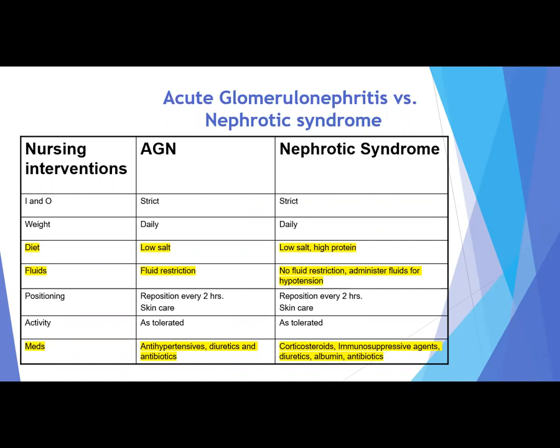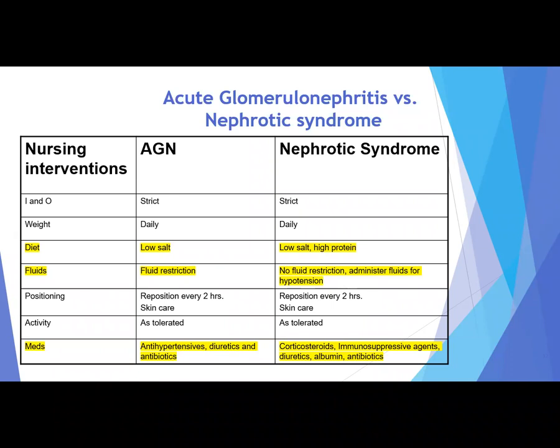Okay, so AGN and nephrotic syndrome, we wanted to do low salt on both, but in nephrotic syndrome, we also want a high protein diet because we're spilling out all of that protein, first in our urine, but also in our blood as well. So we need to replace that. With AGN, we have that fluid restriction because we're trying to let the body balance out its own water. Nephrotic syndrome, we actually go the opposite. We're trying to flush the system because the body's not doing enough to compensate.